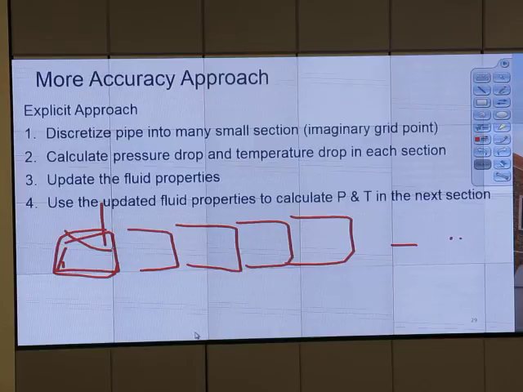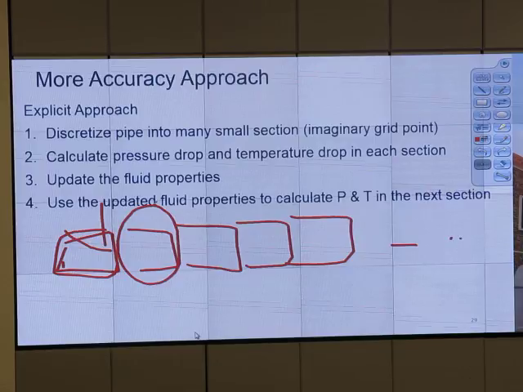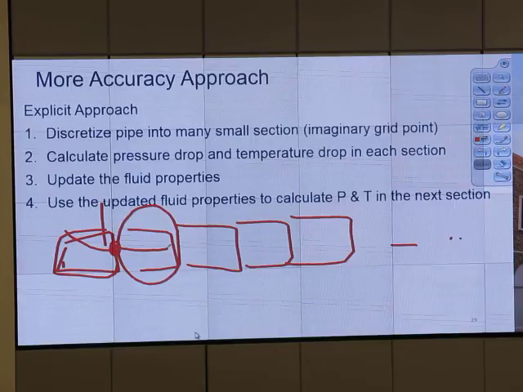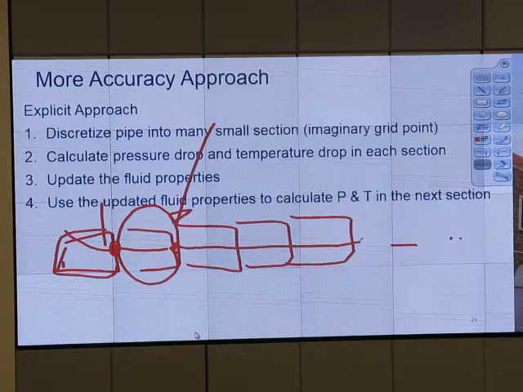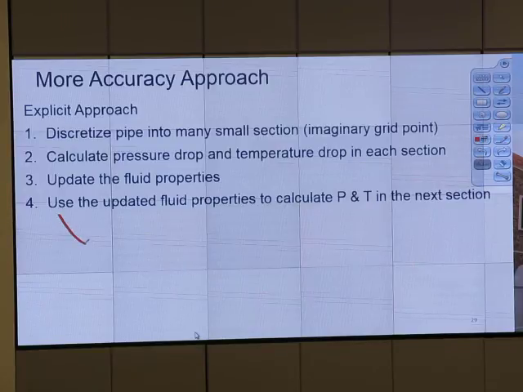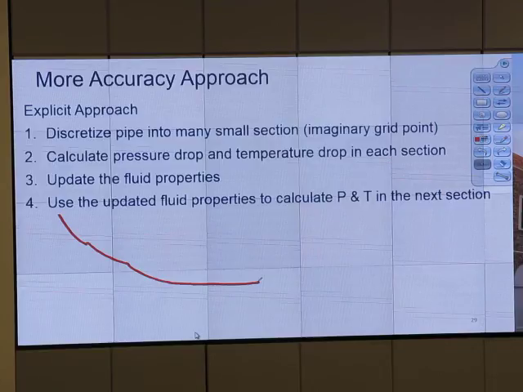You use that temperature and pressure to update the fluid property that you are going to use in the second section. Let's say your temperature drops by 3 Fahrenheit and your viscosity goes up by 2 centipoise. So you update the fluid property and then you calculate again. Once you get the temperature and pressure at the end of section 2, you update the fluid property, you calculate again. You do that. So your graph will, in each section, be calculated based on a different fluid property.